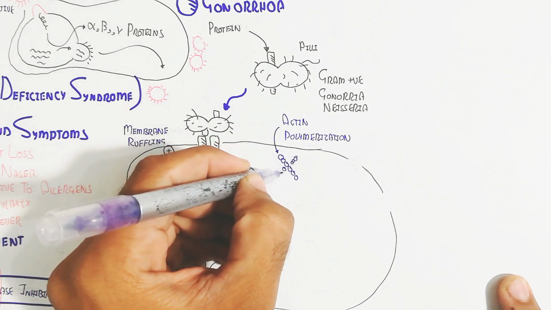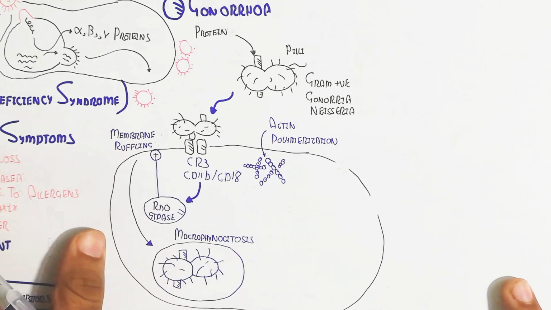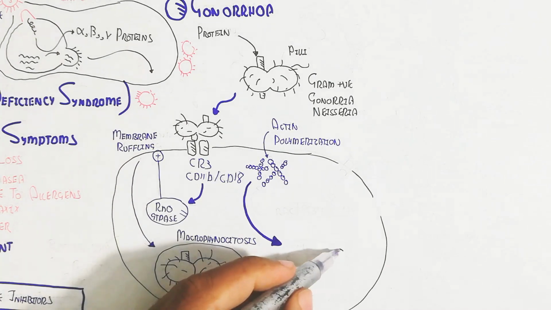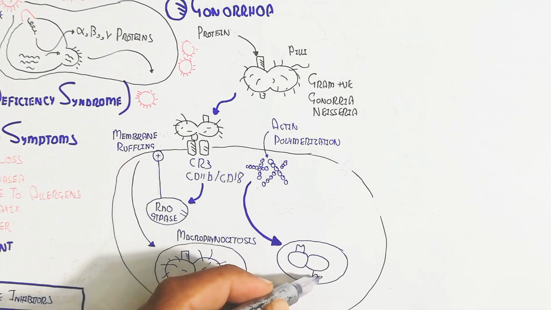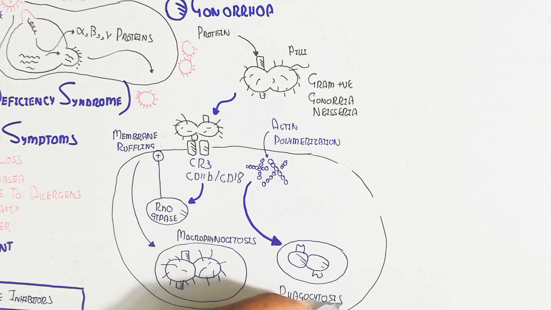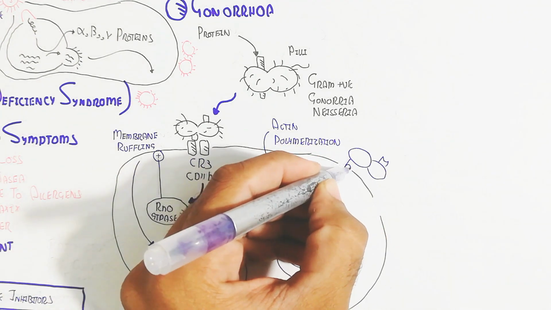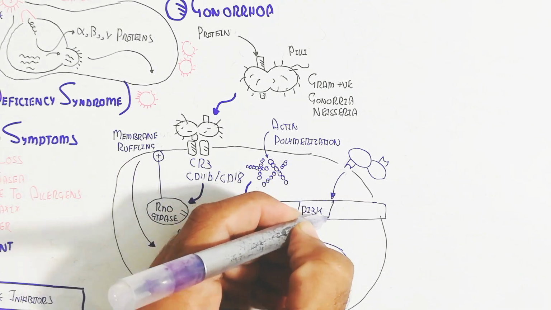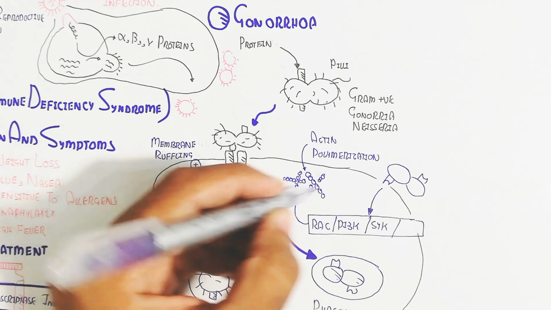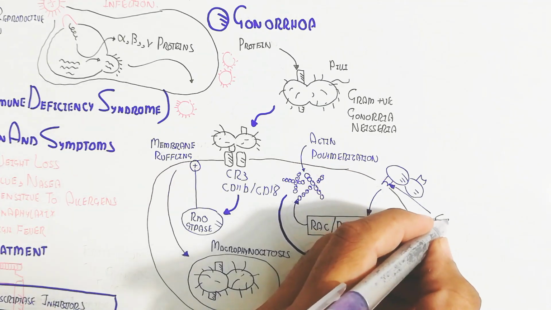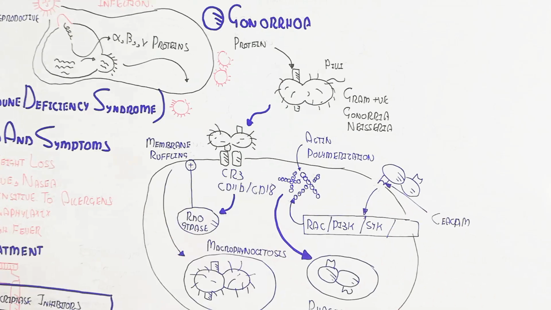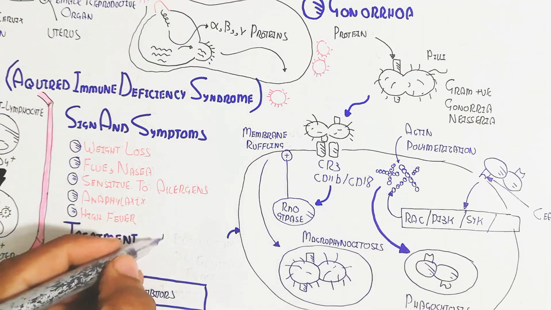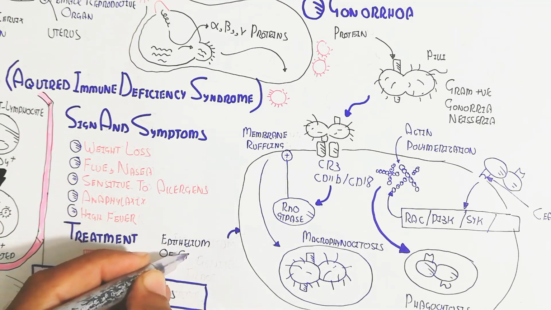But in this case, the infection will lead to actin polymerization, involving Rac, PI3K and Syk, which will lead to invasion, and actin polymerization will lead to phagocytosis. In this way, it will damage the epithelium of the genital tract.